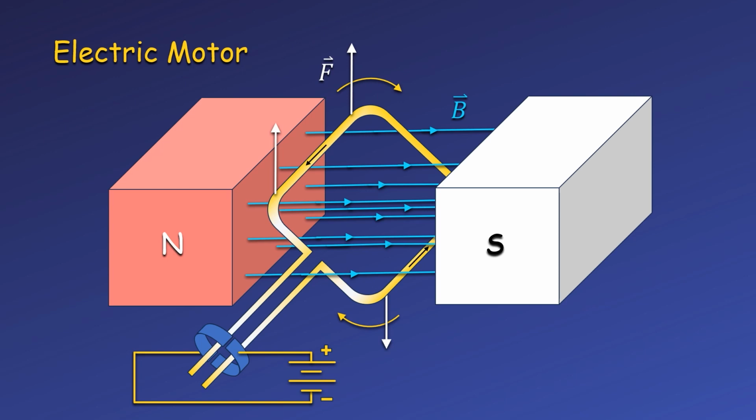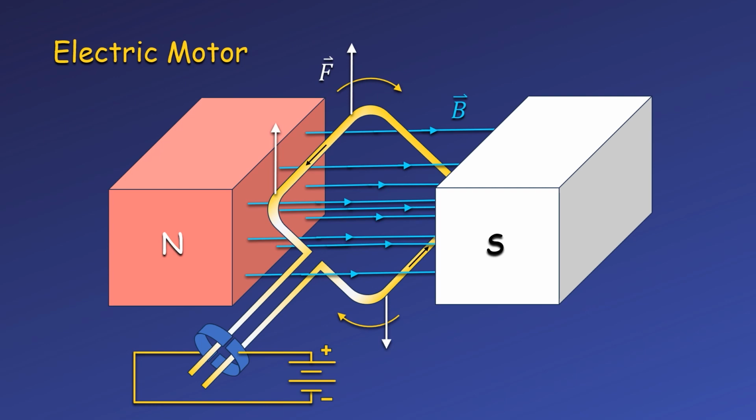Now the loop will speed up just after it overshoots as it tries to align its face with the opposite direction. But then the current changes directions again, so the loop will keep spinning. Now we are able to rotate an object using electricity and magnetism. And this allows us to use electrical energy to move objects and do work.